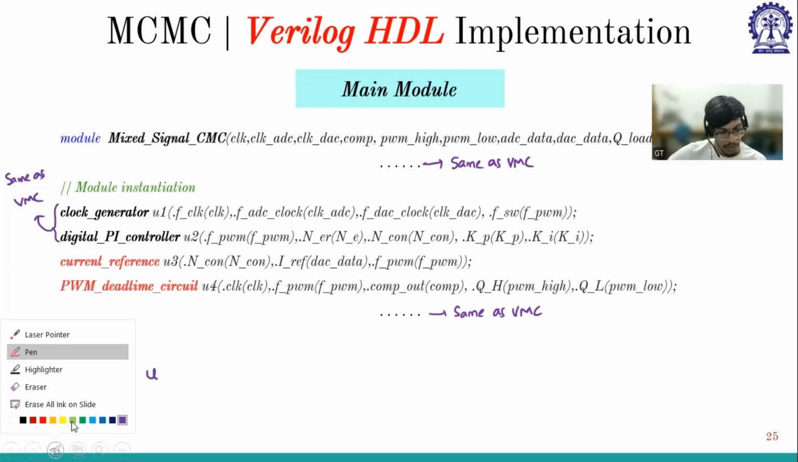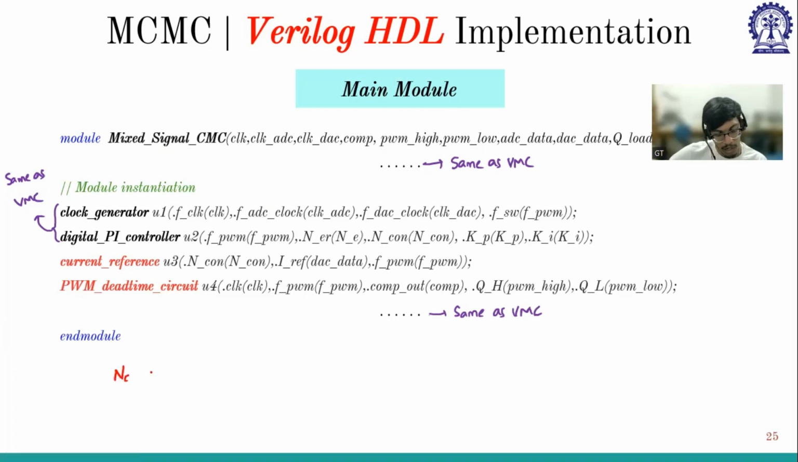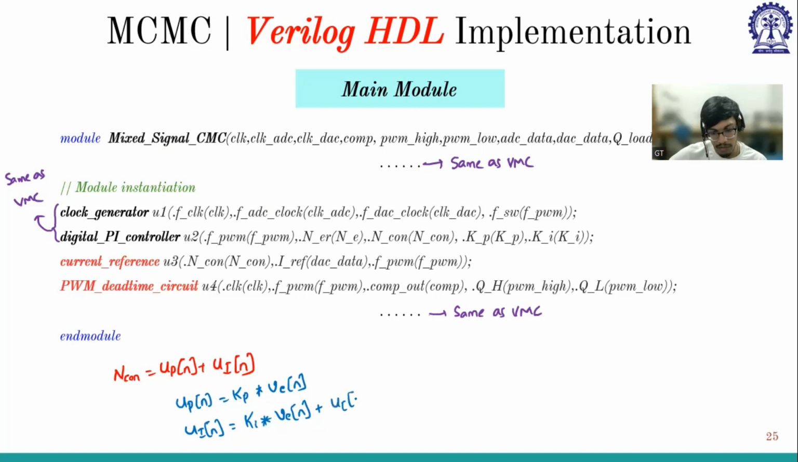So you can say ncon is UP of n plus UI of n, whereas UP of n is nothing but KP times V error of n. So it is just the copy paste code of the PID controller, and you have to just delete all the derivative code lines. So this is a subpart of the PID controller, and it is copy paste code. So that's why we are not discussing this.